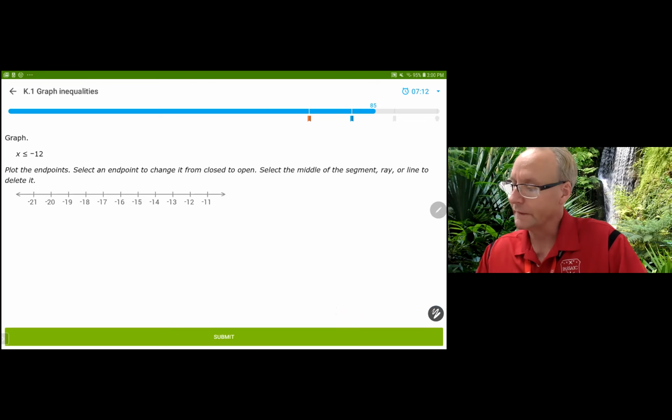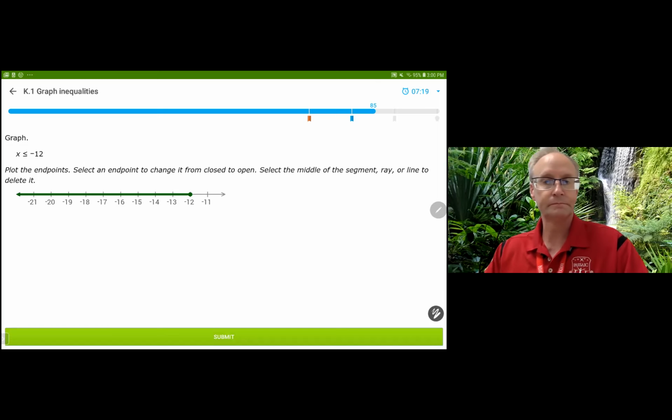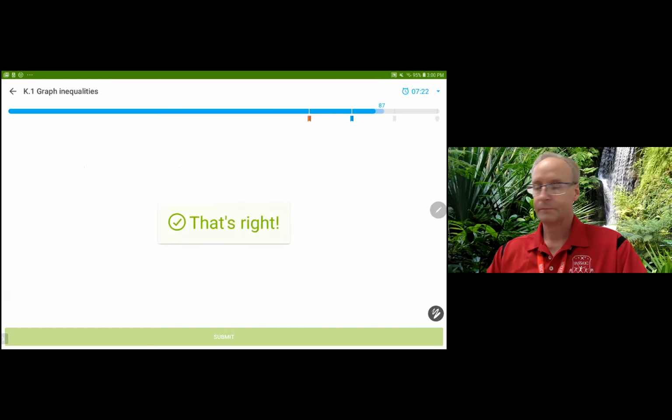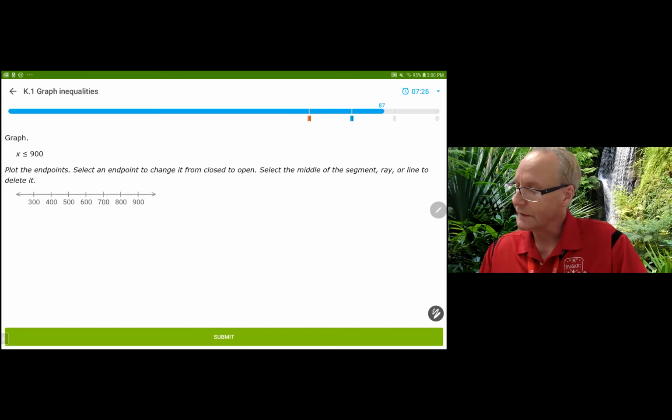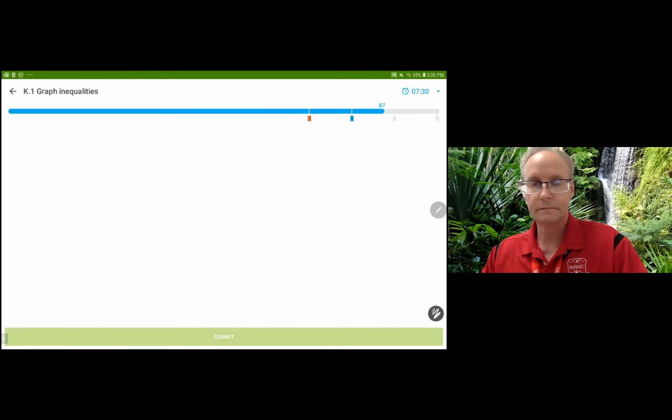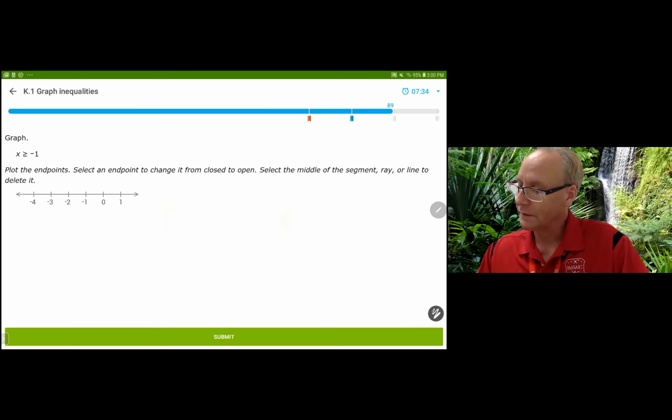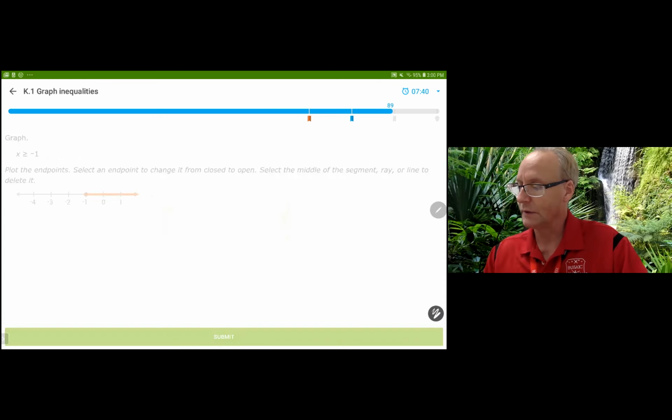Let's see here, I'll get rid of that. Negative 12, and we want everything smaller than or equal to negative 12. And less than or equal to 900. There it is. Looks good. Those are the easiest kind. And greater than or equal to negative 1. That would be that direction. We want it to be greater than or equal to negative 1.